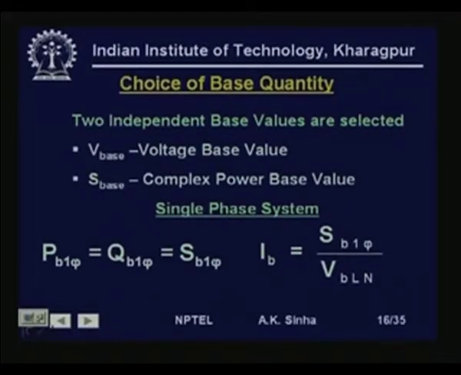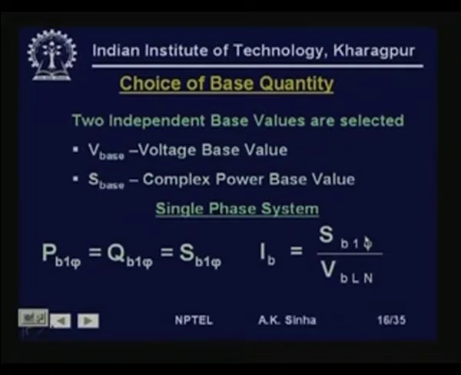Now, let us start with a single phase system. For a single phase system, we have P base single phase equal to Q base single phase equal to S base single phase. That means we choose the complex power base, and that value is also the base value for the real as well as reactive power. Now, the base value for the current, I base, will come out to be S base by V base, that is S base single phase by V base line to neutral, or a single phase value.